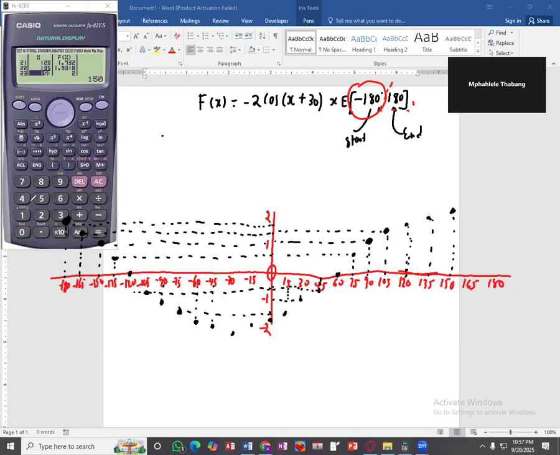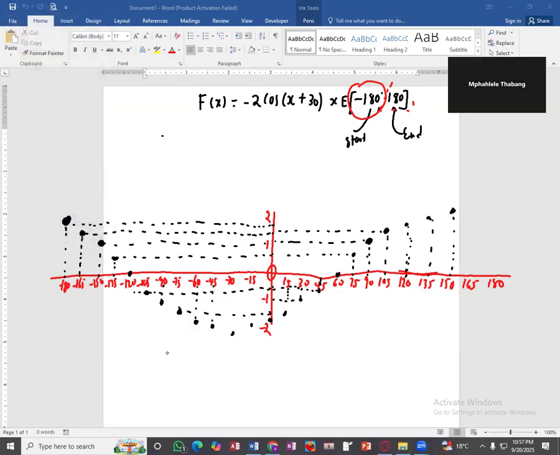Actually, the graph will go like this. This is going to be your graph, guys. Let me remove the calculator. I no longer need it. This is going to be your graph. It's going to be like this. Sorry. It's going to turn here and it's going like this.